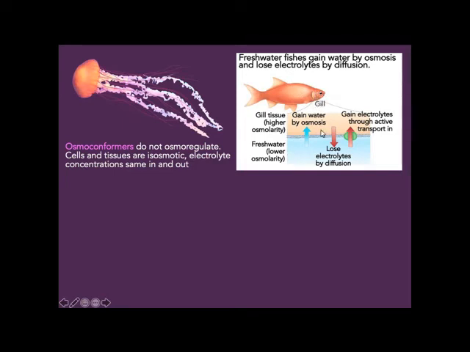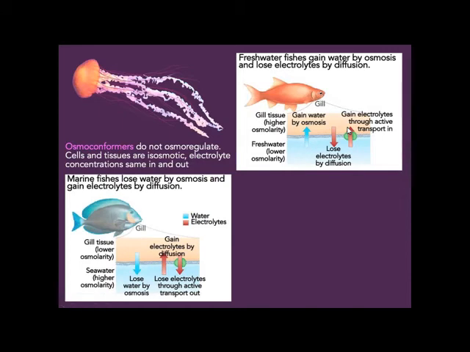All right, they tend to lose electrolytes by diffusion. So it's saltier inside of their cells than outside of their cells. So the electrolytes want to diffuse outside of their cells, right? Into the water. So what they need to do is hang on to their electrolytes, and they also need to gain more electrolytes by actively transporting in the electrolytes against their concentration gradient. So they actually have to use energy to pump in the electrolytes that they need, okay?